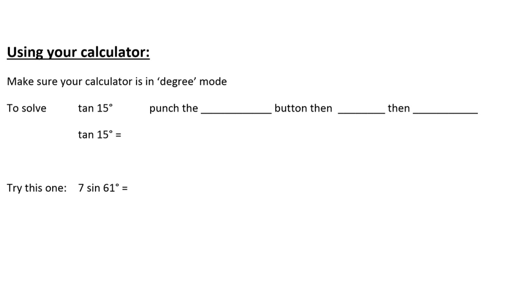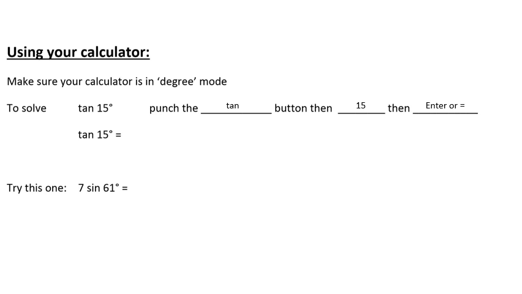The first method is to punch the tan button. Somewhere on your calculator you should have a button that says tan. Then punch in 15 to represent the 15 degrees. And then hit enter or equal, or maybe OK, depending on what you're using. So that's the first method: we hit tan, 15, and then enter or equal.